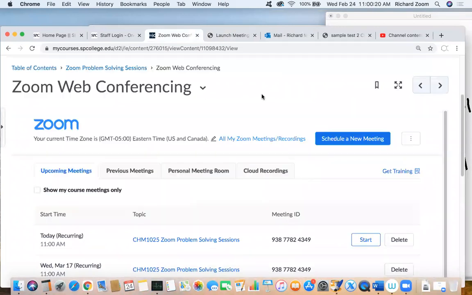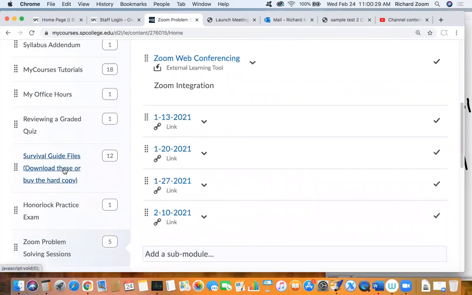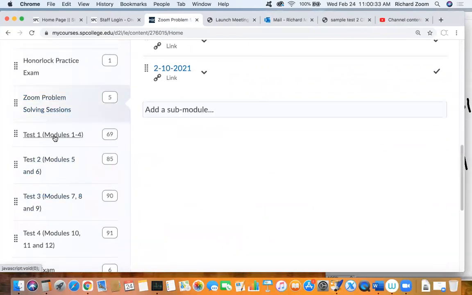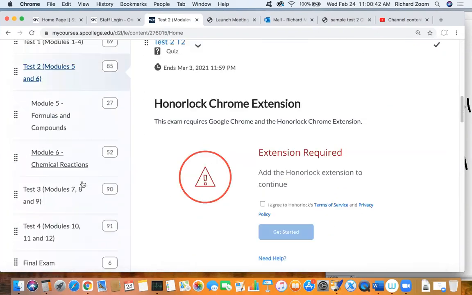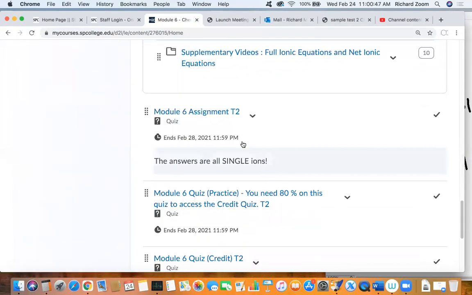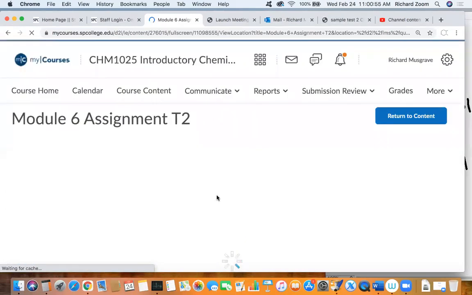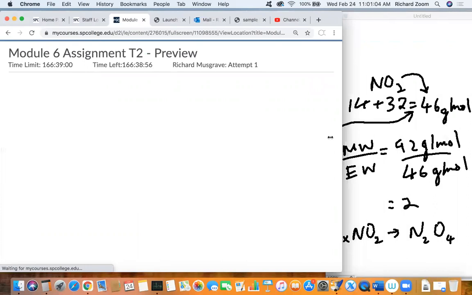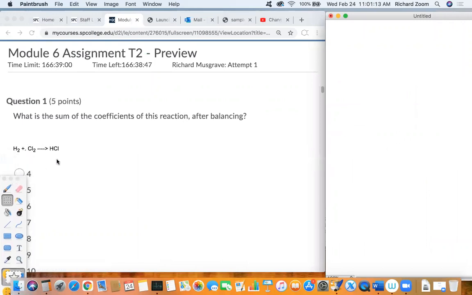Okay, let's get started with the assignment here. When you're given a problem like this, asking for the sum of coefficients, there's a video in the video tutorials as well that goes through this. But for this one, I'll just make it super clear.